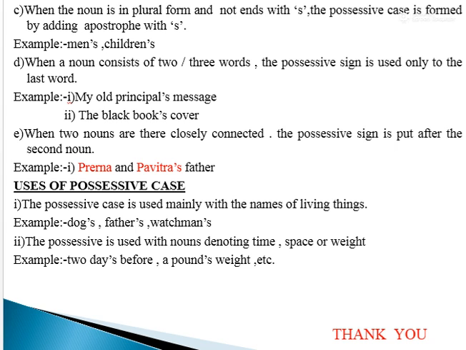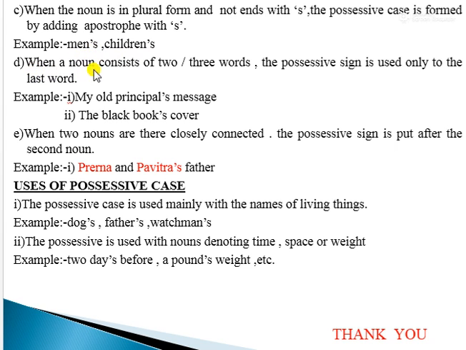Number C. When the noun is in plural form and does not end with s, the possessive case is formed by adding apostrophe s. See the example: men's, children's. Men is the plural form of man. The apostrophe comes before s.